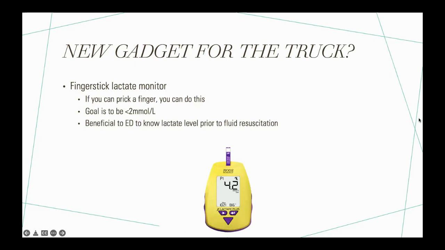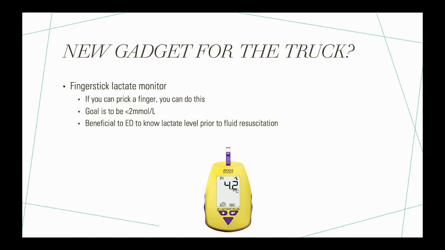So another gadget for the truck, possibly. A new gadget might be a finger stick lactate monitor. It's seen a lot in elite athletes that use this. They monitor them, and same deal. You're going to prick the finger like with getting a blood glucose, and we're looking to have that goal of under 2 millimoles per liter.